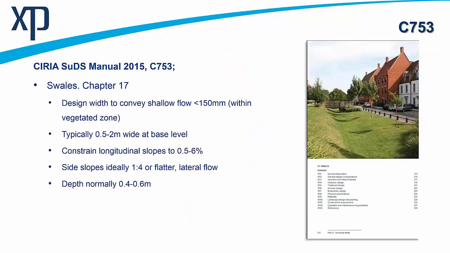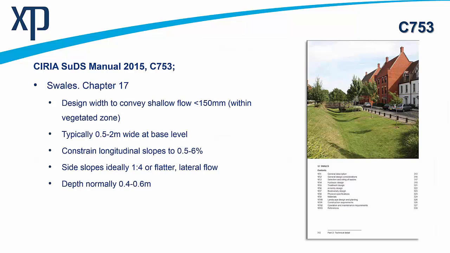The structures that people would like us to take a look at are things like swales, for example. This is covered in chapter 17 of the SuDS manual. What we do with the swales is design them with a width to convey fairly shallow flows within that vegetated zone. If it's grass in the base, then 150 millimeters typically, for the regular return periods like a 1 year, 2 year, 5 year return period. So this is just to convey the flow.